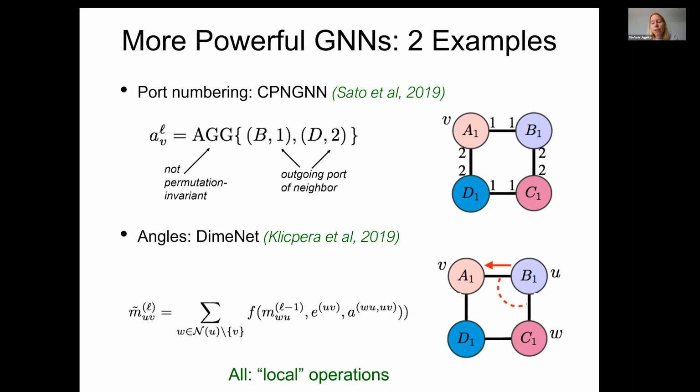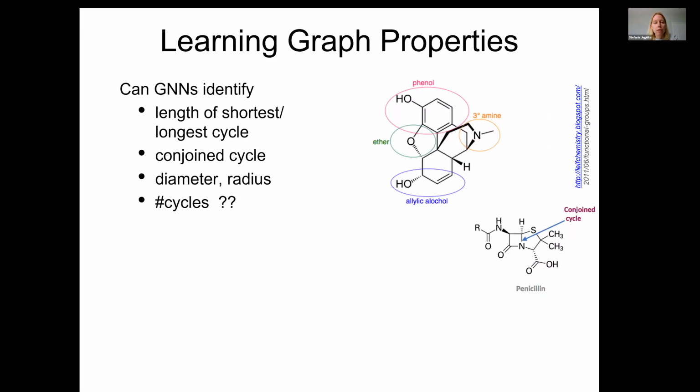So now looking at this wider class of still very local message passing GNNs, let me pose the following question. Can GNNs learn to identify specific structural graph properties? This is, for example, the length of the shortest cycle. Does it have any cycles that are conjoined, meaning cycles that share an edge? Can it compute diameter, where diameter is calculated via shortest path distance, etc.? And these are actually properties that we care about when we try to embed molecules.